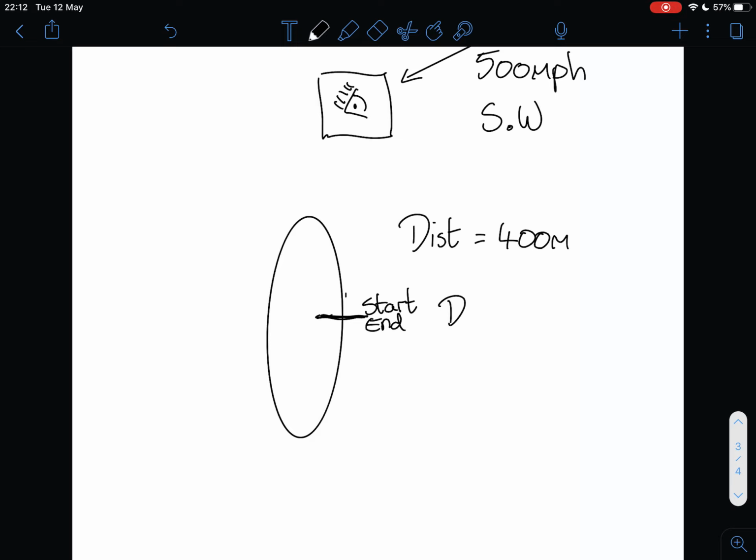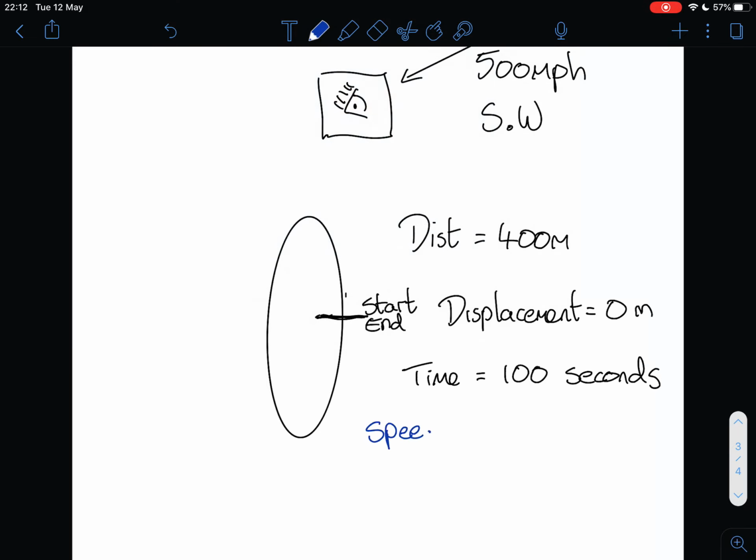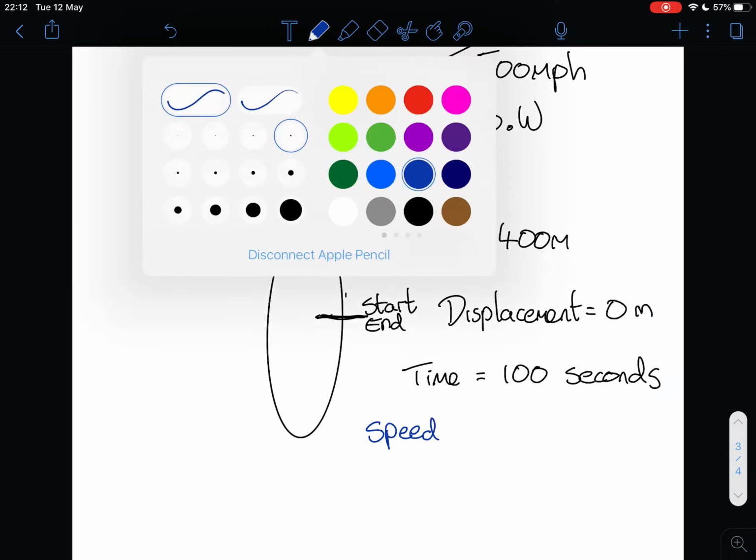So the displacement is, hopefully some of you can say it before I say it, 0 meters. And you run it, you huff and puff as you run round, and you do it in a time of 100 seconds. You're not fast, but the numbers are easy. So you do it in 100 seconds. So the question now is, what was the speed? What was the velocity?